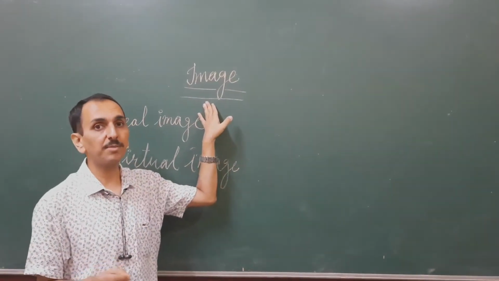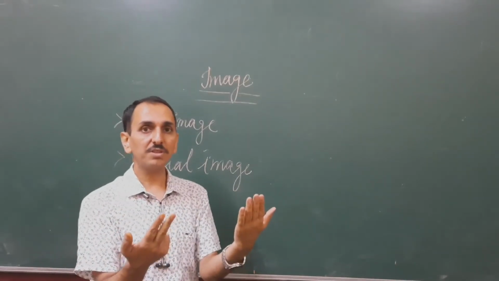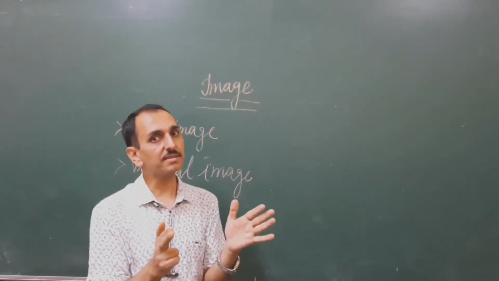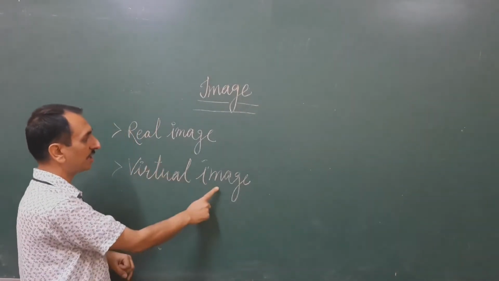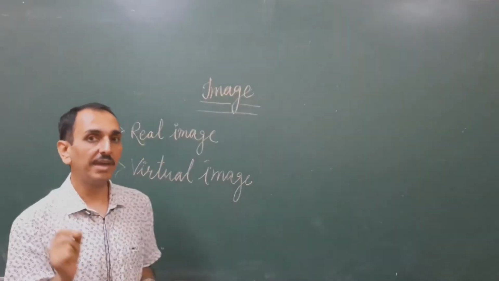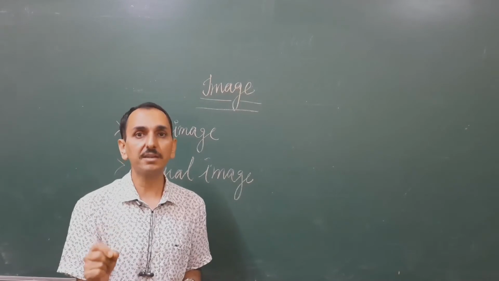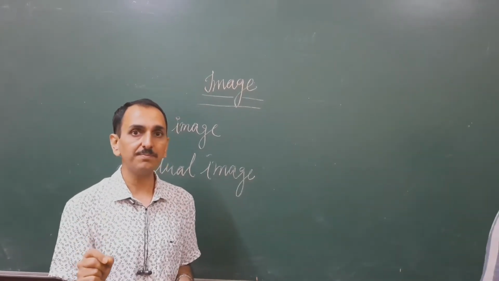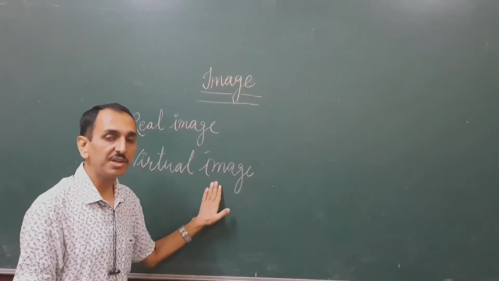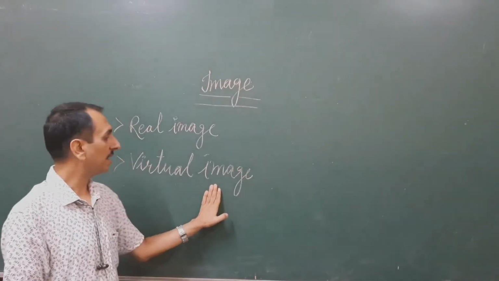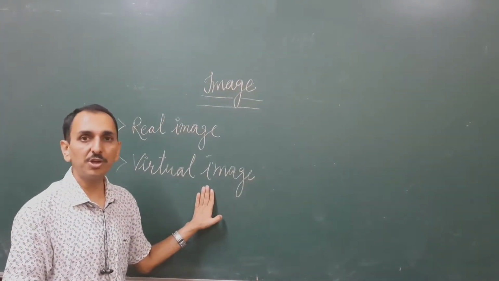Image. Now we will discuss this topic. What is an image? When we look in a plane mirror, we see our face. That is an image. Image is of two types, real image and virtual image. Real image is formed by actual intersection of the light rays. It is an inverted image and can be obtained on the screen. And virtual image is formed when light rays appear to meet at a point. And a virtual image is always erect and cannot be obtained on the screen.